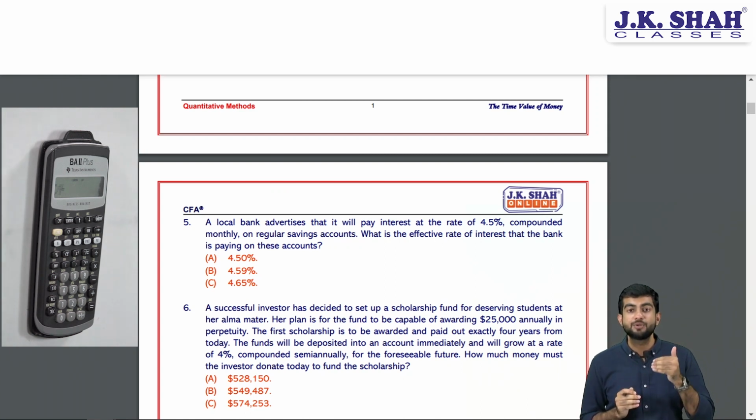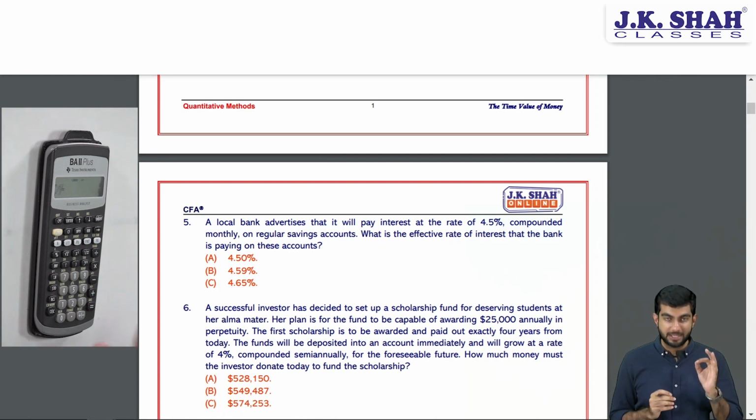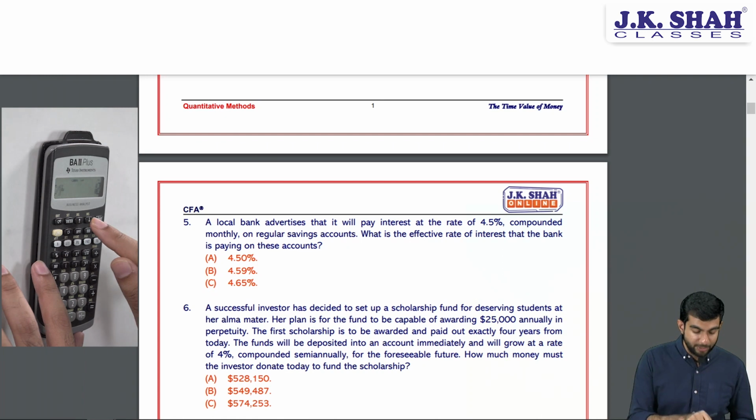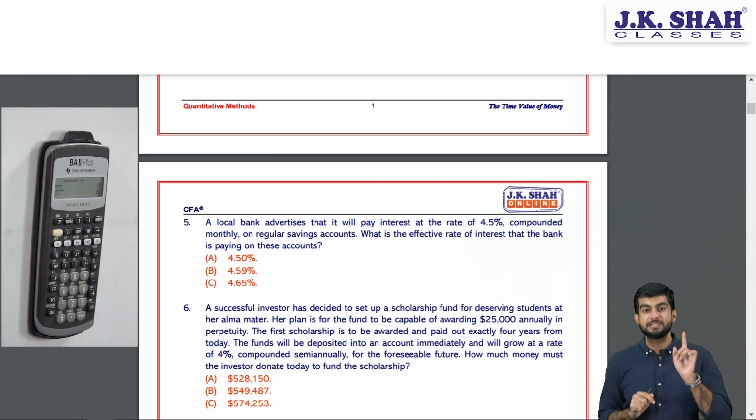Now it is asking you the compounding frequency. In this question the compounding frequency is monthly. So there are 12 months in a year. So C by Y would be 12. Then I press the enter key. Now go back to the effective function. Press the up arrow. Now EFF is equal to 0.